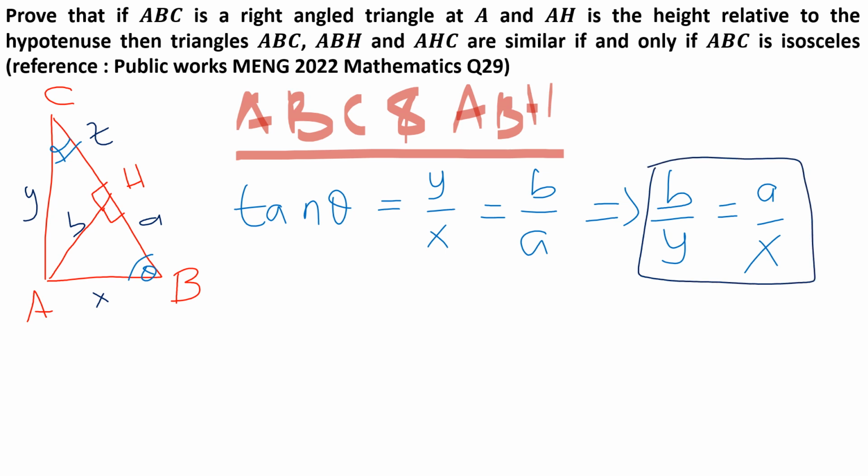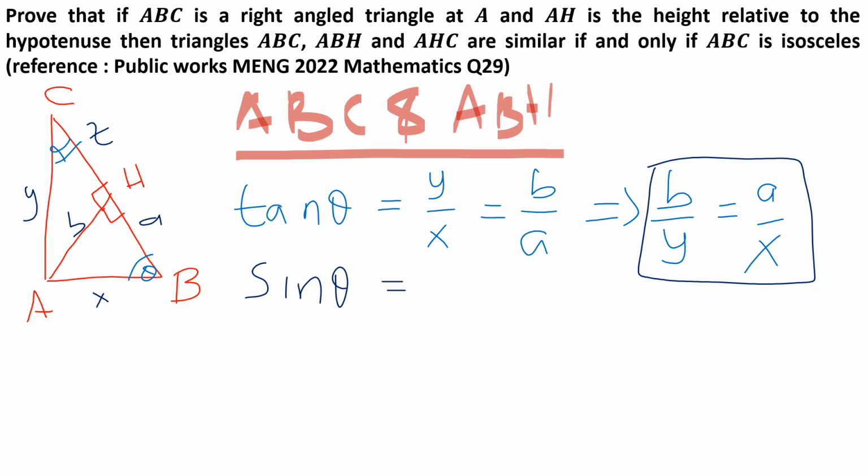Now, for us to conclude that these two triangles are similar, we have to talk about the hypotenuse of both triangles. The hypotenuse of the bigger triangle is Z plus A, while the hypotenuse of the smaller triangle is X. So let us do the ratio between Z plus A and X. To do that, I'm going to take sine theta. Sine theta is going to give me opposite over hypotenuse.